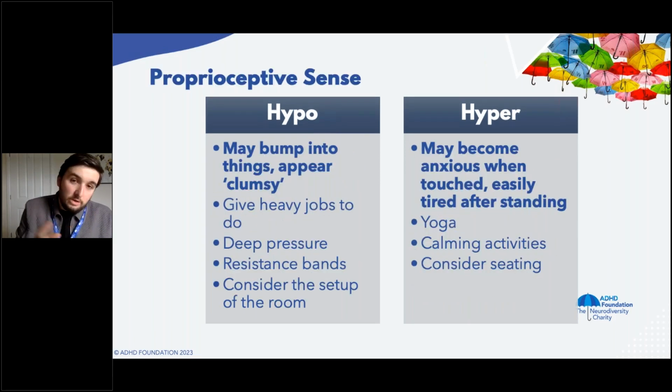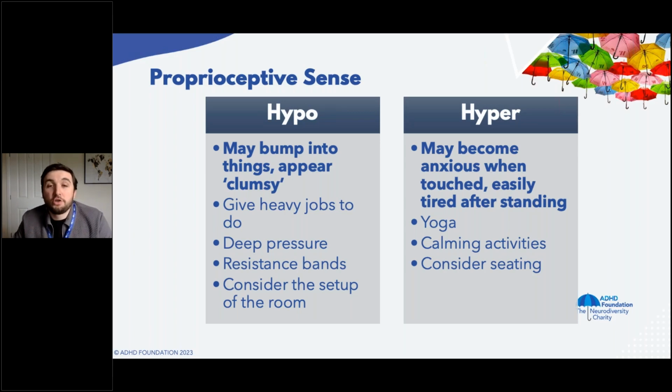And then, okay, we're going to look at those other three now as well. So the proprioceptive sense. What we'll find is lots of these are linked, especially this one is quite linked with the visual as well, and the vestibular too. So those who are hyposensitive, undersensitive with this proprioceptive sense, might appear really clumsy and might bump into things all the time. If we remember what that proprioceptive sense is, it's being aware of the position of your body, essentially.